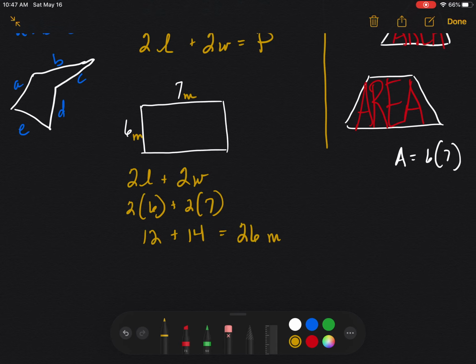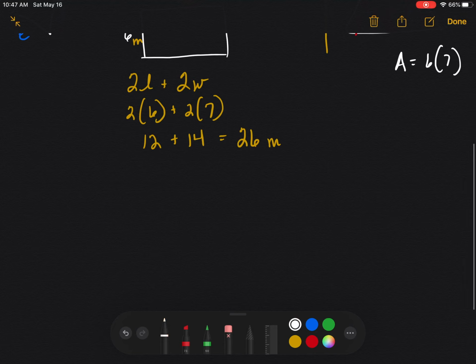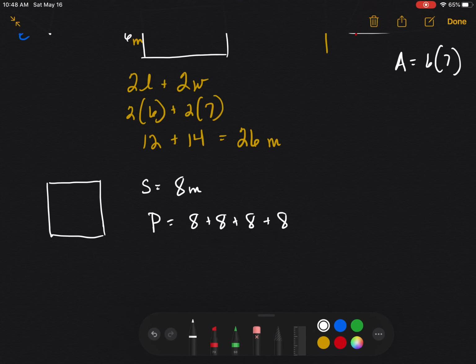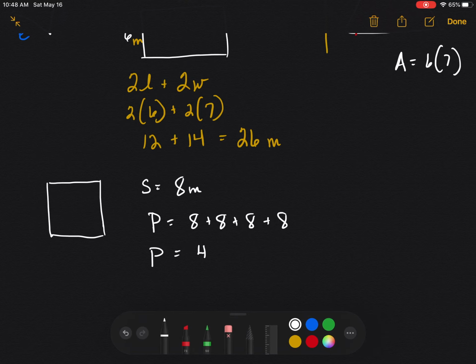Okay, so this is the kind of stuff that you've been doing for a long time to find the perimeter. But let's just think about this a little bit in terms of other polygons. If I just told you that you had a square that each side equaled 8 meters. So to find the perimeter, you could do 8 plus 8 plus 8 plus 8 to add up all the sides, or you could look at it as 4 times 8. And you would get 32 for both of your answers.